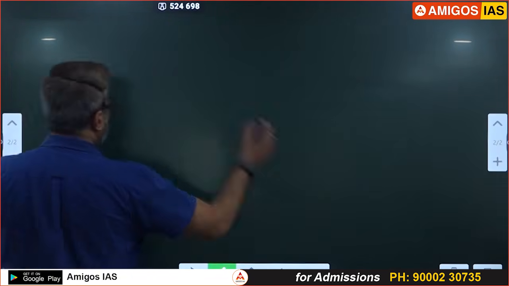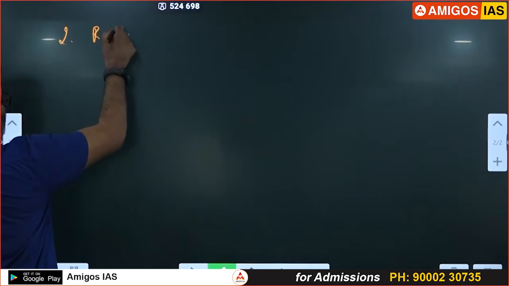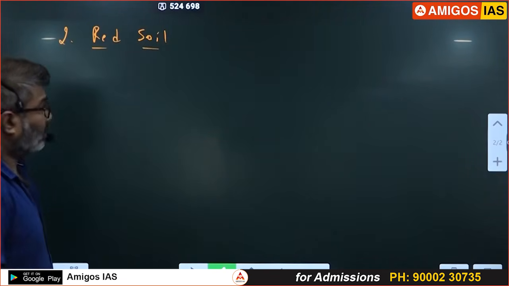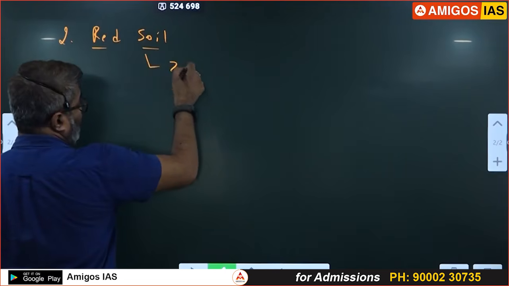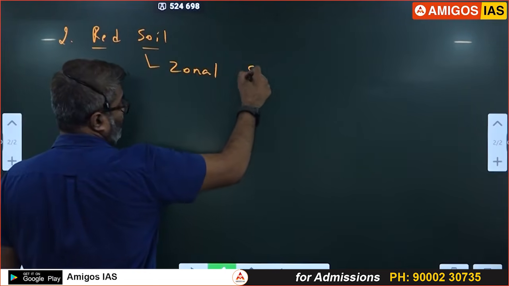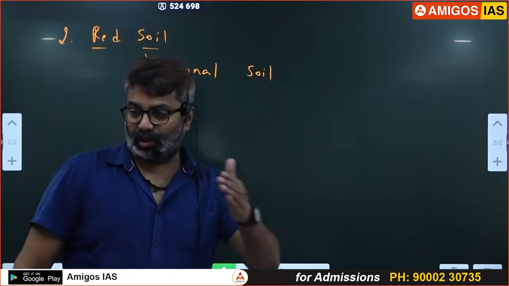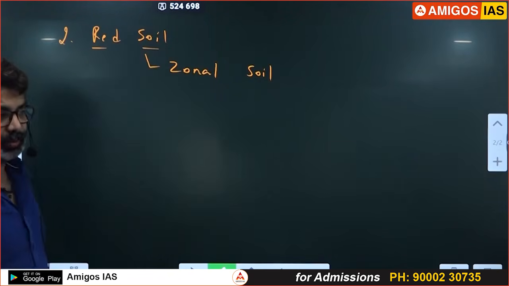Next, please notice red soil. It is a zonal soil. Please check your zonal box. I am also classifying the soil as zonal, intrazonal, azonal. 3 types, yesterday's class.